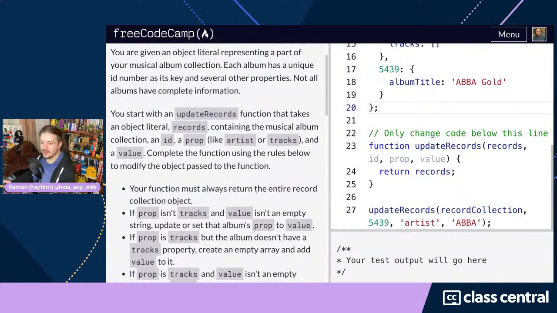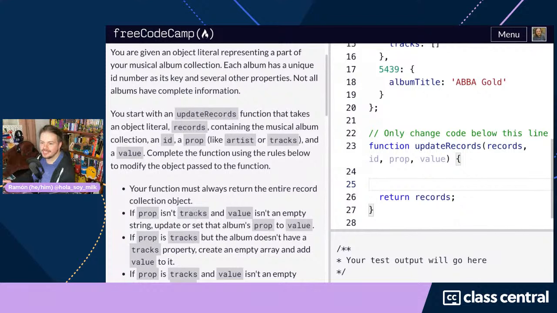Now, your function must always return the entire record collection object, which it does here. We pass in records, we return records. Fantastic. Next: if prop isn't tracks and value isn't an empty string, update or set the album's prop to value. Let me try and get that again. If prop isn't tracks and value isn't an empty string.